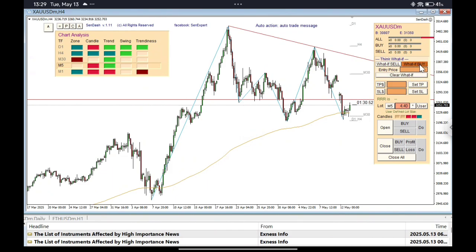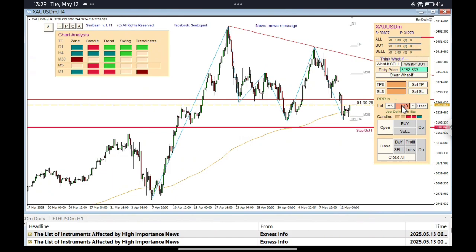Suppose that we enter buy at the current price. The stop out line is here. That means it's very close to the current price. It's very risky. And with this amount of capital, we should not enter larger lot size than this. It's risky already here. So we should not enter any position larger than this 4.4 lot size. So this is how SenDash gives suggestions.